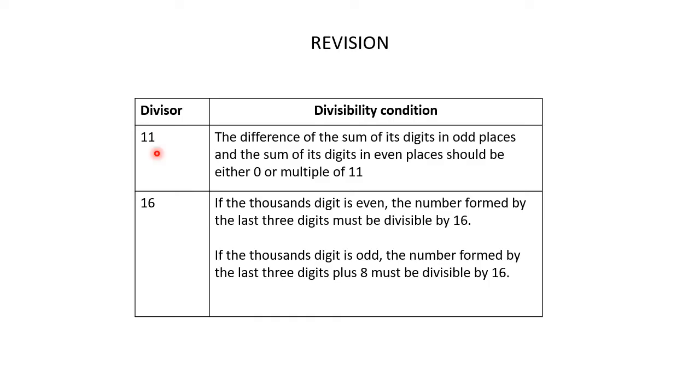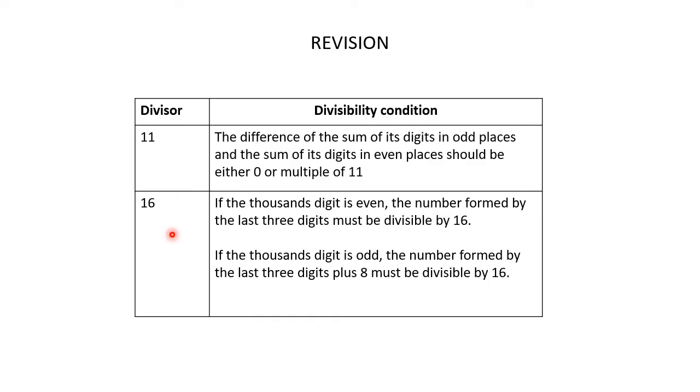The divisibility rules for 11 and 16 are special cases. So to find if a given number is divisible by 11, first find the difference of the sum of its digits in odd places and the sum of its digits in the even places. If the answer obtained is 0, then the given number is divisible by 11. Or if the answer obtained is divisible by 11, then the given number is also divisible by 11.